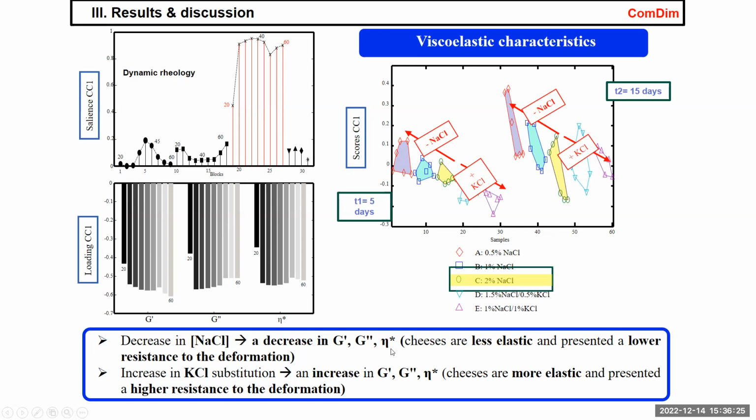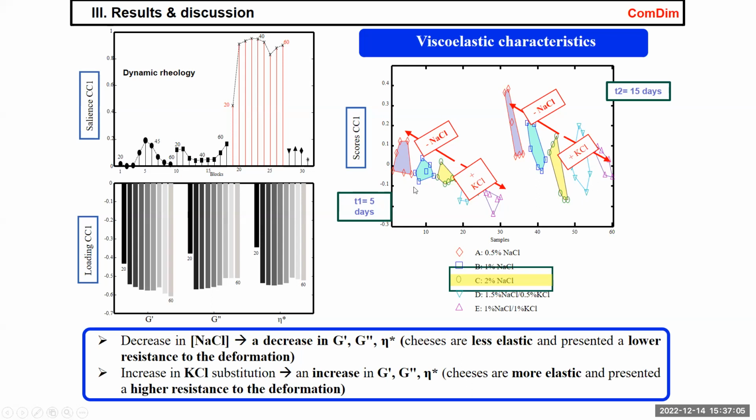properties of the cheeses. So we can say that the cheeses are less elastic and present a lower resistance to deformation when we decrease the sodium content. When we replace parts of the sodium by potassium, we will see an increase in the viscoelastic properties of the cheese. So our cheeses are more elastic and present a higher resistance to deformation. And we can have the same conclusions for the two ripening times.